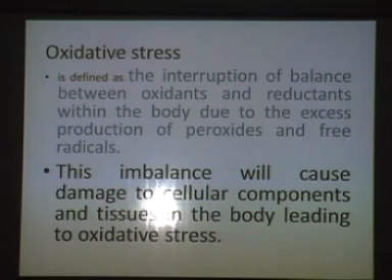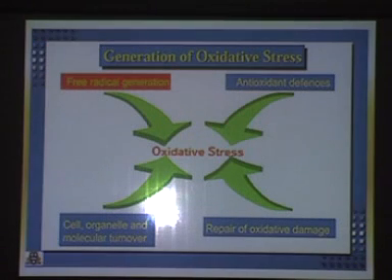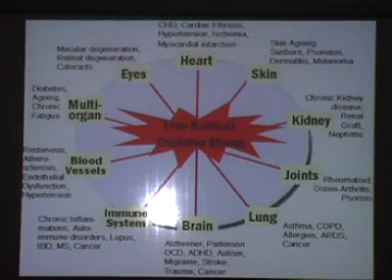Oxidative stress is defined as the interruption of balance between oxidants and reductants within the body due to excess production of peroxides and free radicals. This imbalance causes damage to cellular components and tissues in the body, leading to oxidative stress. Here, free radicals and failure of repair of oxidative damage cause the oxidative stress.